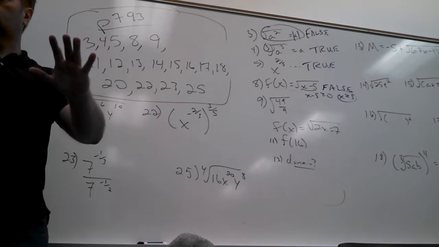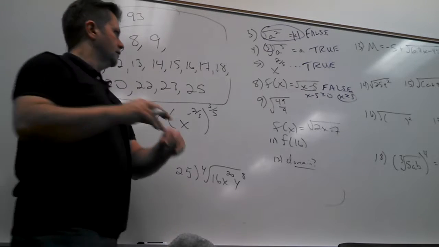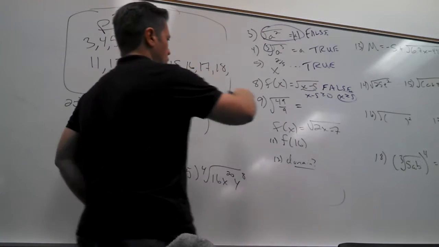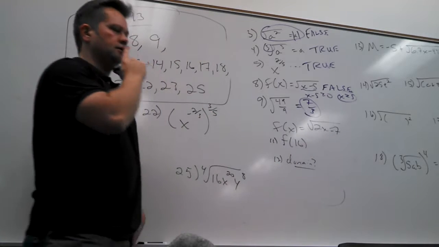How are we doing there? We all right? All right. Number 9. 7/3. Beautiful. Square root of 49 is 7. Square root of 9 is 3. Kick ass.